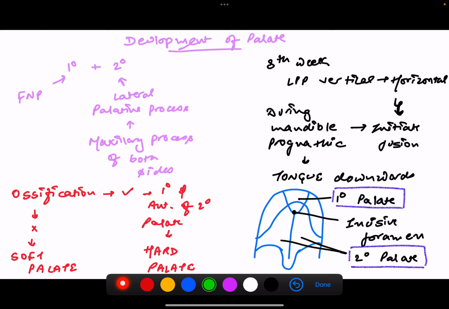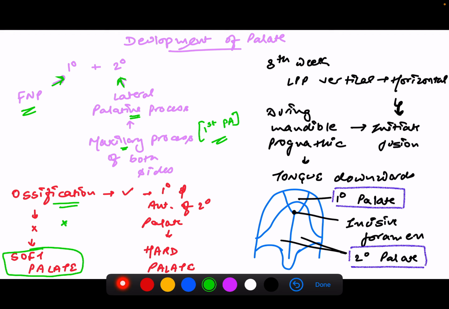Now coming to development of the palate. So the palate basically develops from the frontonasal process forming the primary palate and from the lateral palatine process forming the secondary palate. The palatine process we have seen develops from the maxillary process, which is basically from the first pharyngeal arch. So we have seen the first pharyngeal arch and frontonasal process previously also. If ossification has not occurred, it leads to the formation of the soft palate, while in presence of ossification, primary, anterior and secondary palate formation occurs, which will form the hard palate.